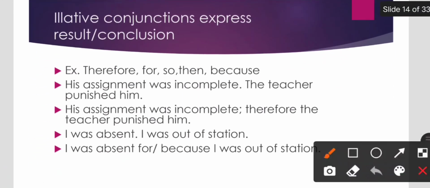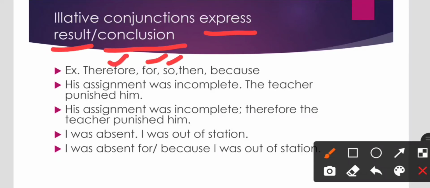Next conjunction is illative conjunctions, which express conclusion or result. Okay, let's see the example. Therefore, for, so, then, because. Okay. His assignment was incomplete. The teacher punished him. टीचर ने क्यों पनिश किया? टीचर ने इसलिए पनिश किया कि उसका असाइनमेंट इनकम्प्लीट था. His assignment was incomplete. Therefore, the teacher punished him. So, the conclusion of the punishment due to incomplete assignment.